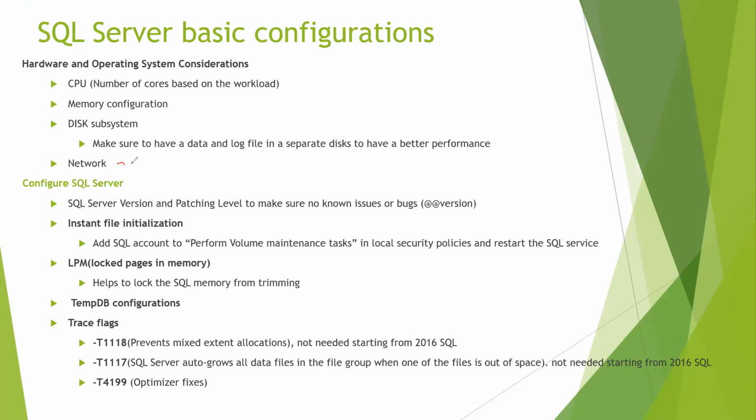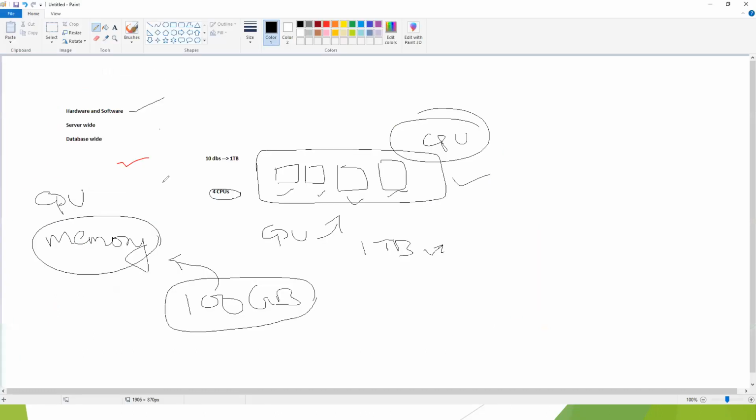It is the disk subsystem. And the network also can affect performance. Let's say, for example, the application team is complaining that the queries are running slow, right? So this is your network.